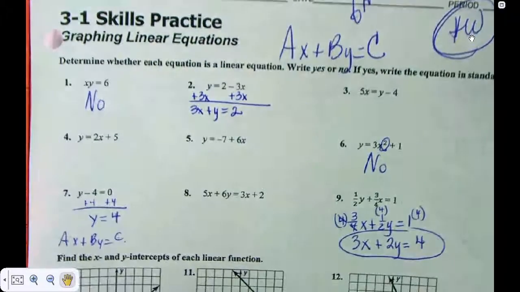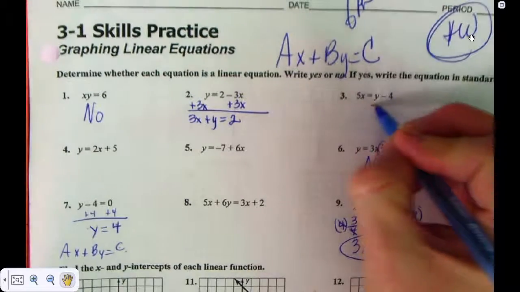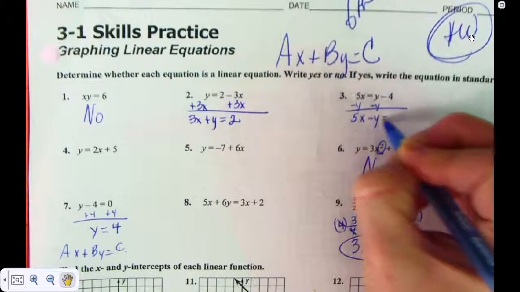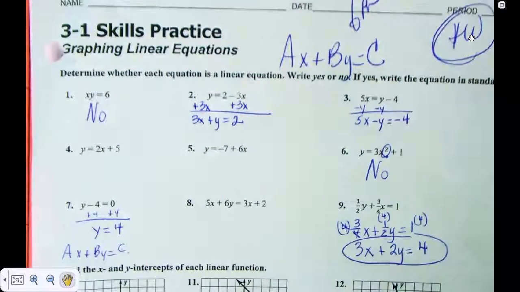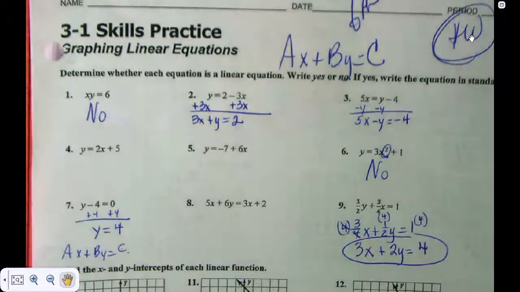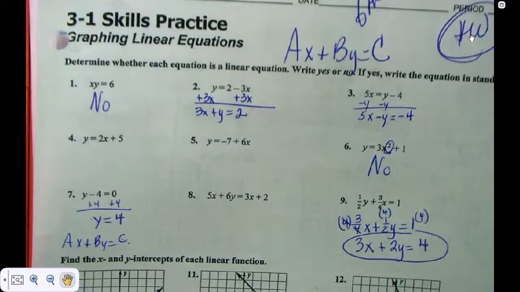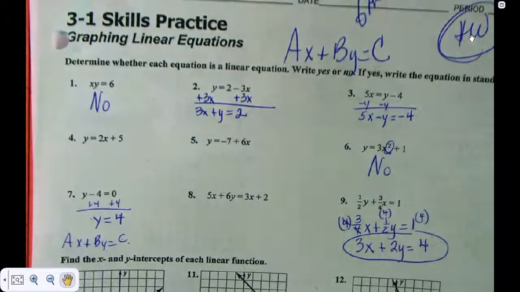Okay, number 3. Is that a yes? Yes, it's a yes. So subtract y. 5x minus y equals negative 4. A cannot be what? Negative. A, you have to lead with a positive number. What is A? 5. What is B? Negative 1. What is C? Negative 4.